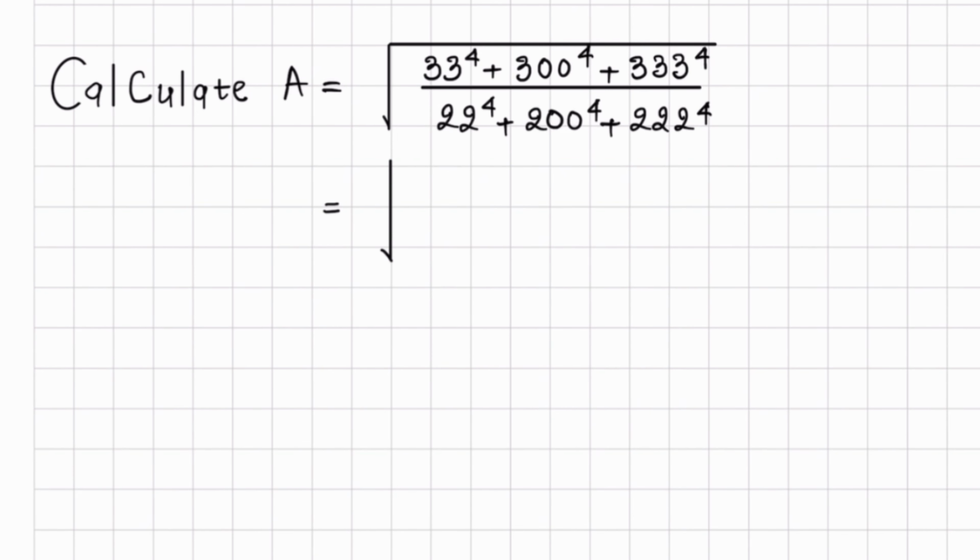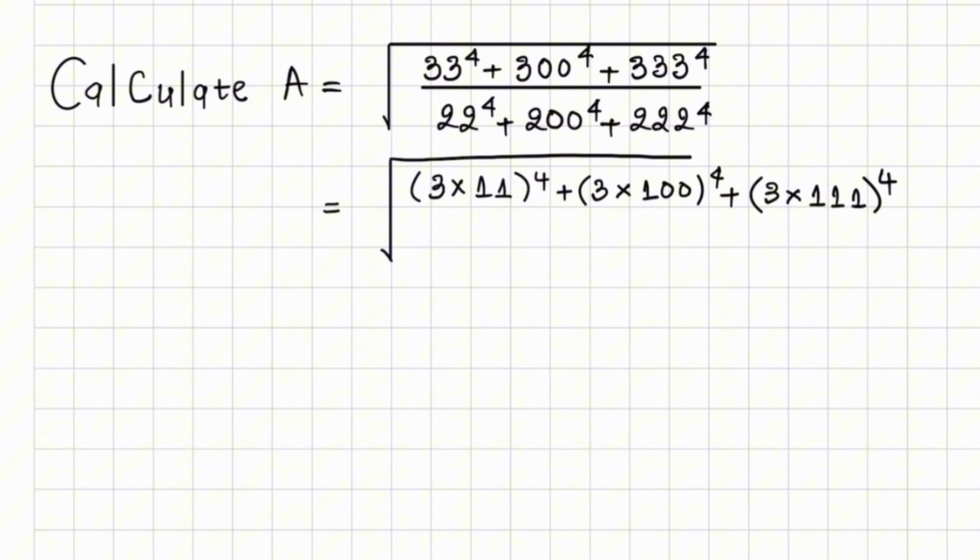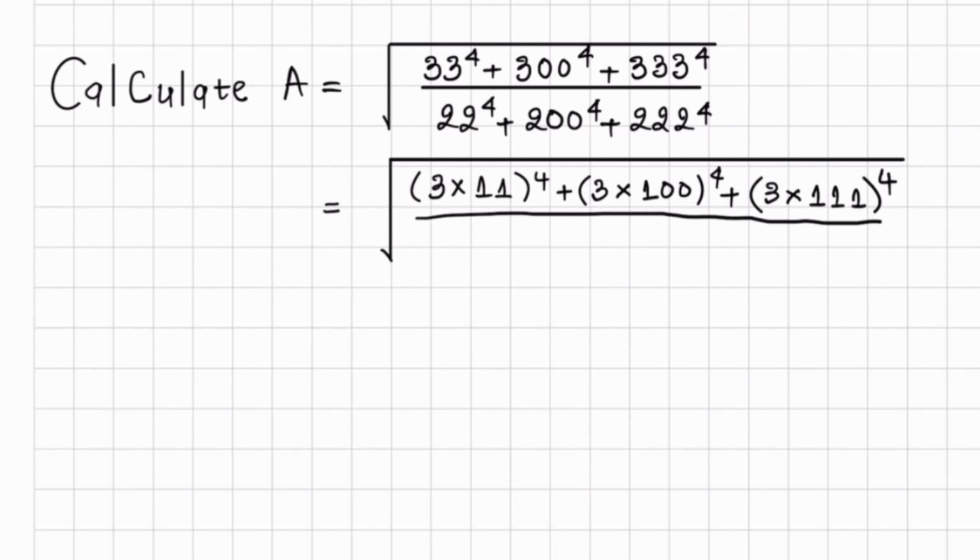Here we have 33, which could be written as 3 times 11 raised to the power of 4, plus 300 could be written as 3 times 100 raised to the power of 4, and then plus 333 could be written as 3 times 111 raised to the power 4. Okay, and then all over.